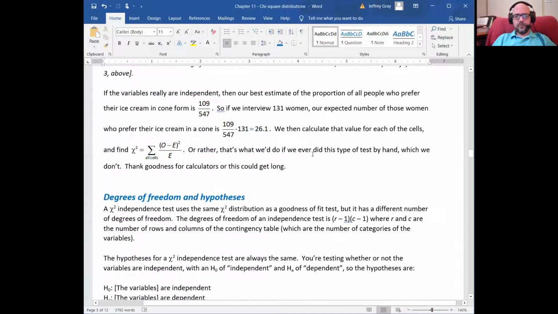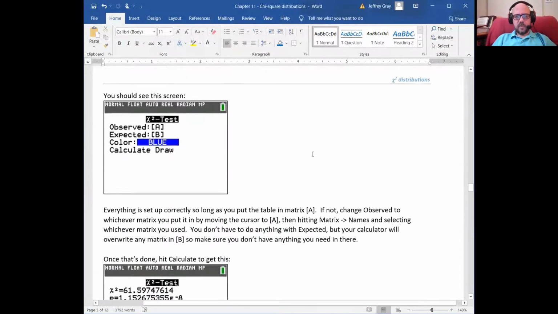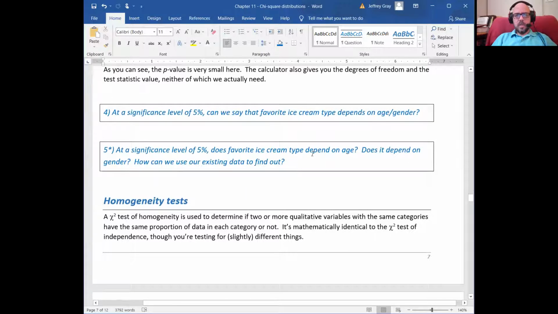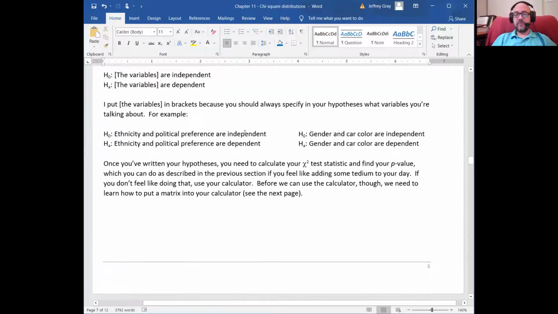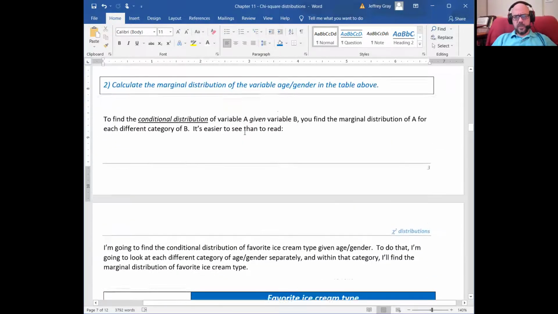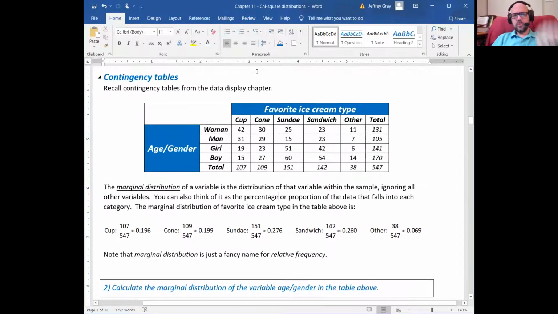All right, is that the last thing I want to show you? Yes, there is sort of another kind of test of association, but not really. Let me explain it to you, and then I'll explain why I don't really consider it different. It's called a test of homogeneity. Like this one up here is called the test of independence, because you are testing to see if two categorical variables are independent or dependent, right?